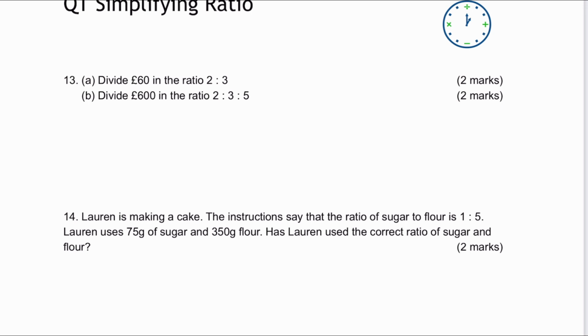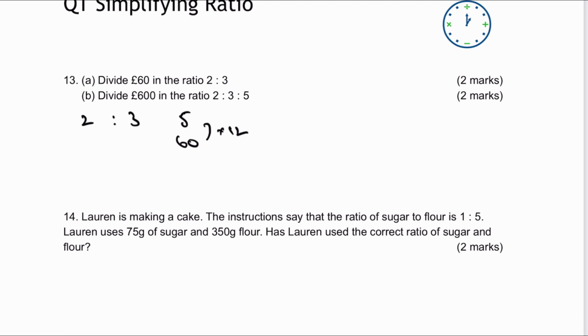So basically what we're saying is 2 to 3 means that we have 5 parts. So if you can imagine, it's £2 and £3. So if we had £5, then somebody would get £2 and somebody would get £3. Well, actually now it's not £5, it's actually £60, which is 12 times bigger.